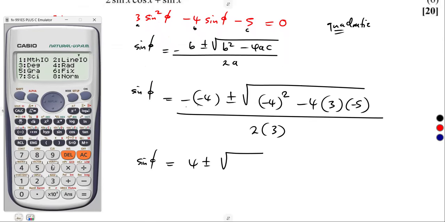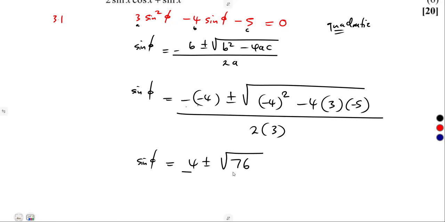Let me just bring back my calculator to the normal mode. So that's minus 4 squared minus 4 times 3 times negative 5 as it is here. That was going to give us 76, a positive. All right, everything over 2 times 3, which is 6.